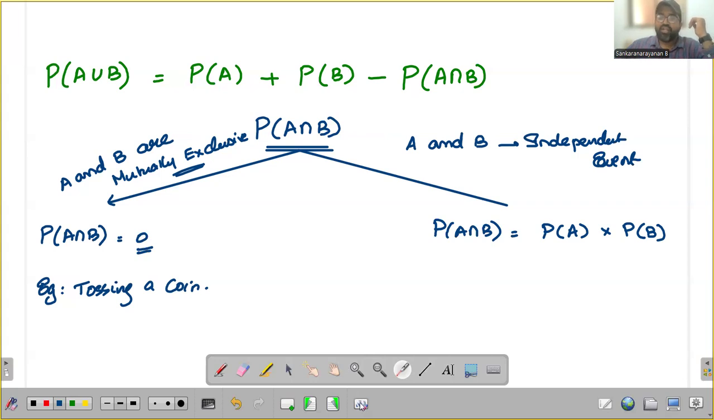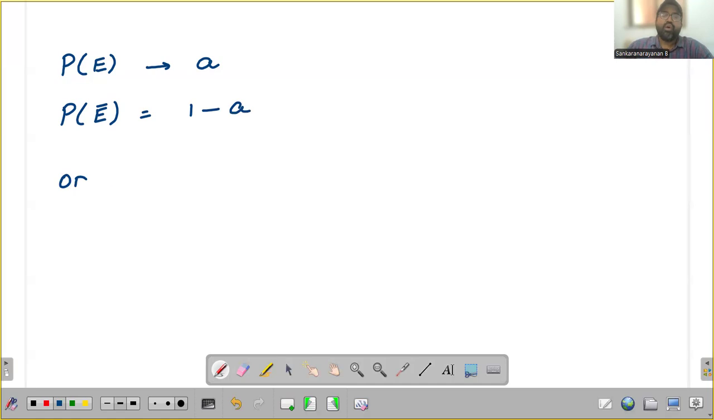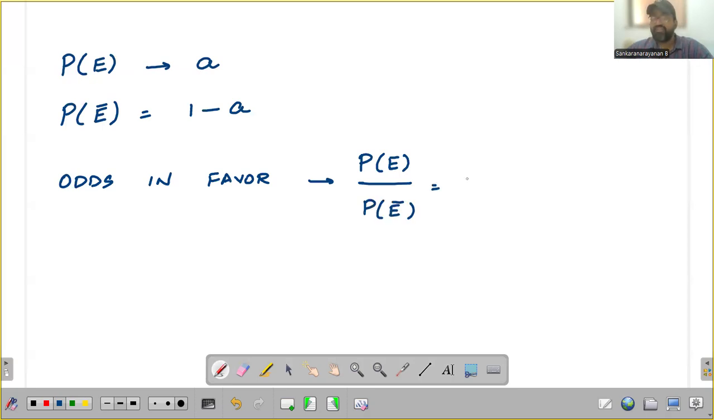Now, there is something called odds in favor and odds against an event. Let me say that the probability that an event E happens is equal to A, some value. So the probability that the event E does not happen is nothing but 1 minus A. So please note, odds in favor means what? The probability that the event E happens upon the probability that the event E does not happen. Mathematically, it is A by 1 minus A. Please make a note of this. This is odds in favor.